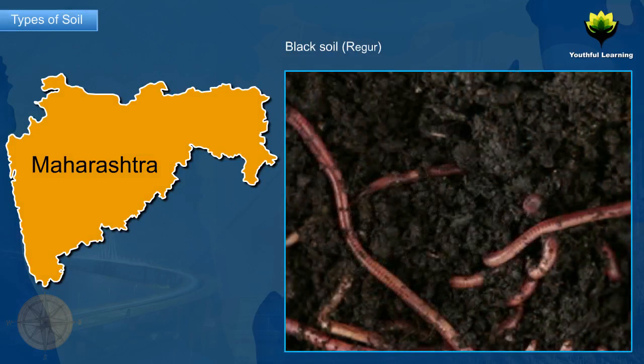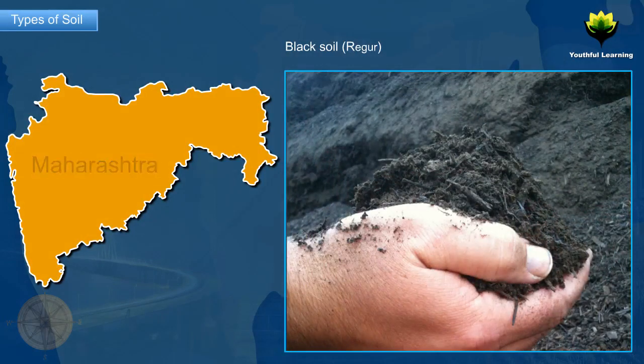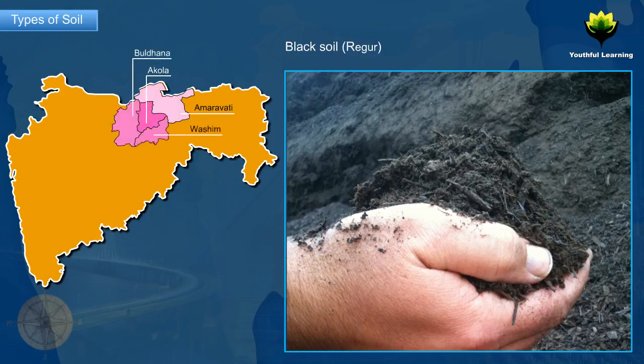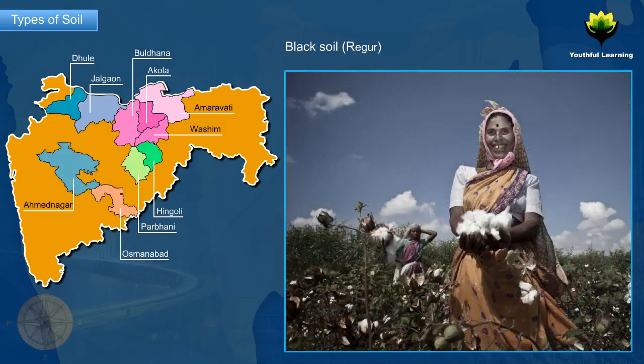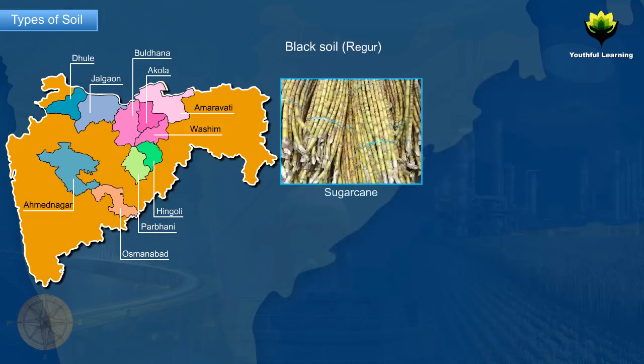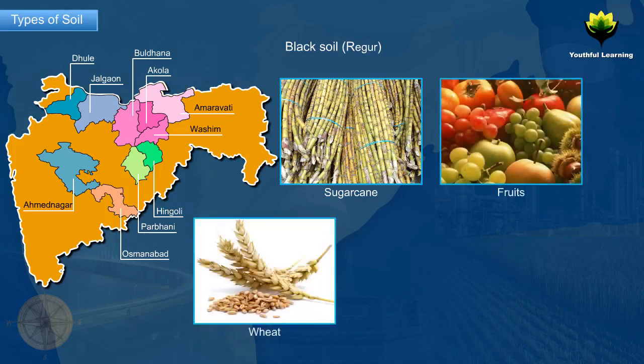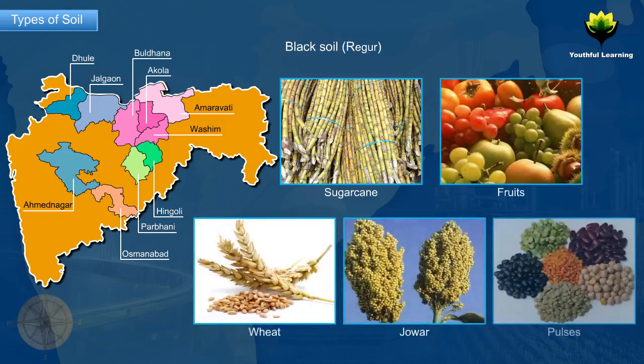In Maharashtra, black soil is found in Amravati, Akola, Buldhana, Washim, Parbhani, Dhule, Jalgaon, Hingoli, Osmanabad, and Ahmednagar districts. Cotton is mostly grown in black soil in the state. It is also suitable for crops such as sugarcane, fruits, wheat, jawar, and pulses.